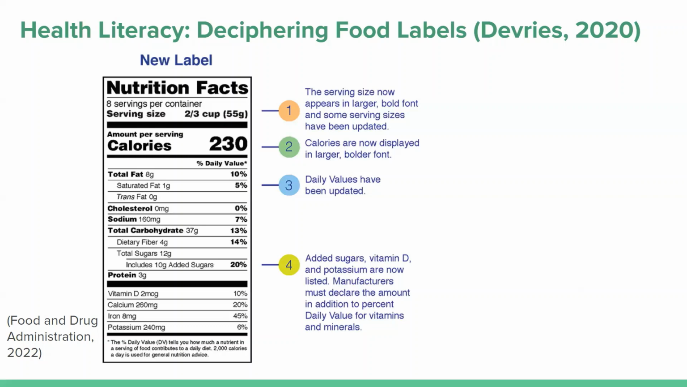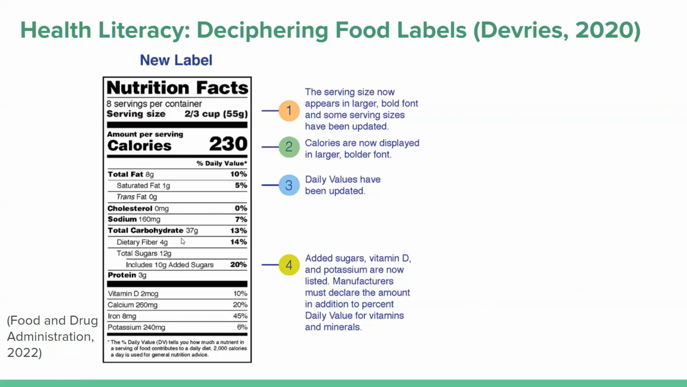The calories are now in a larger font because that's usually a big indicator of how healthy something can be sometimes. The percent daily values on some of the nutrients have been updated to reflect more accurately the nutrition needs of most Americans. There is also now an added sugars category. If you've never noticed this before, most food labels before this change had a sugars category, and it would include all of the sugar that was in a food in a serving. Now with the change, they have a total sugars category and then an added sugars category.